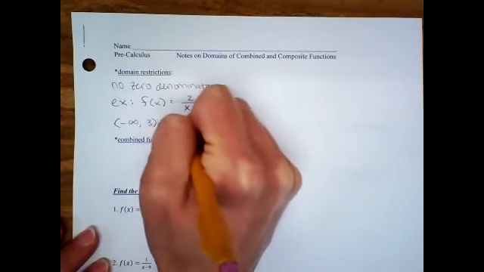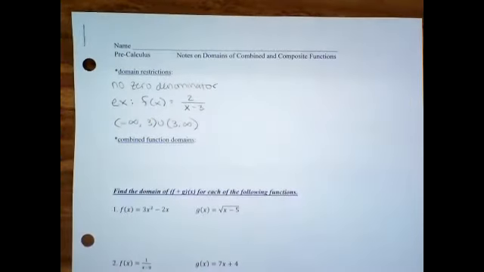So your domain would be everything except 3. You want everything to the left of 3, everything to the right of 3, but not 3. So that's your first restriction. You can't divide by 0. That's the rule.